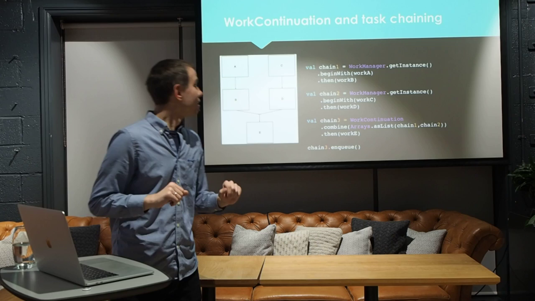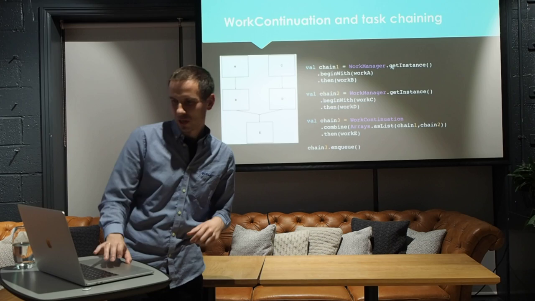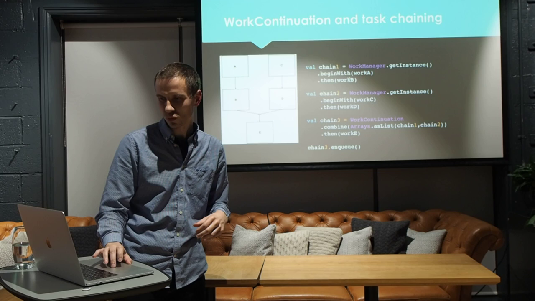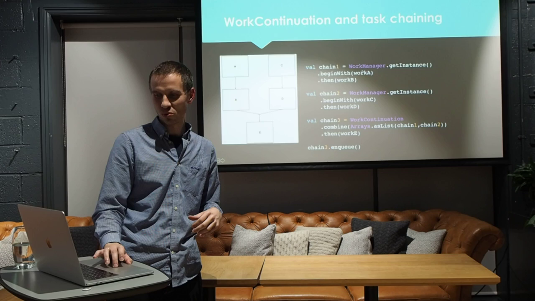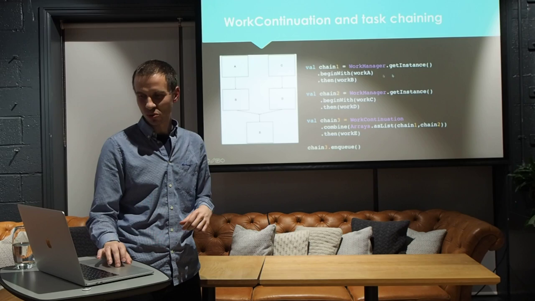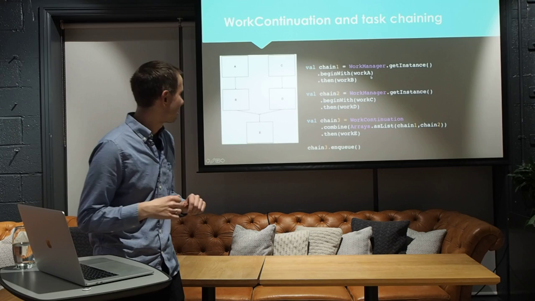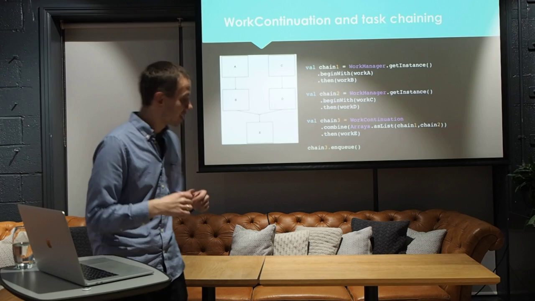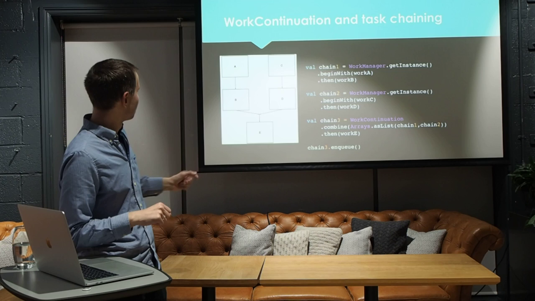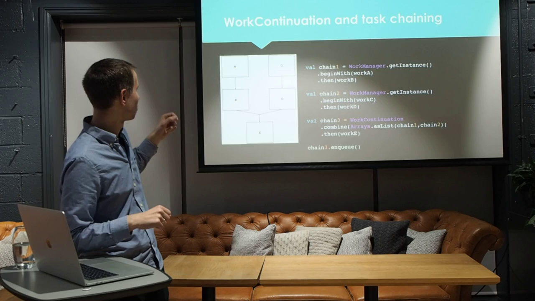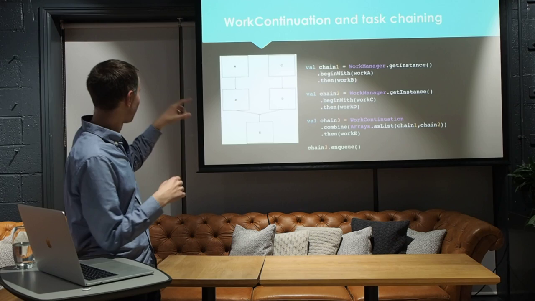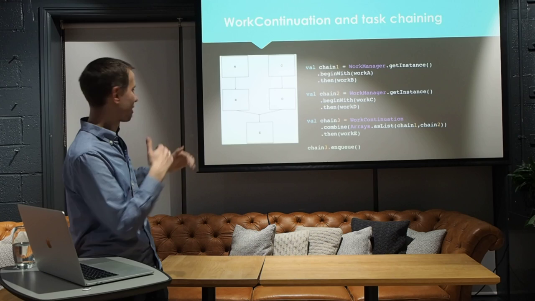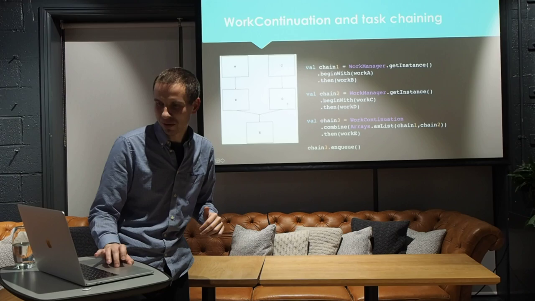You would get your instance of the work manager, then you would start with beginWith, and pass your work request in here, and then pass another work request to the then method. Then same for the other chain, and at the very end you can combine those chains, passing the list of the chains that you defined in the beginning. Now the interesting thing about that is that when it's configured like this, task B is guaranteed to be run after task A. Task D is guaranteed to run after task C. There's no telling whether task A or task C will run first, but this order is guaranteed. So B will only run after A is completed, D will only run after C is completed, and E will not run until both B and D are completed.